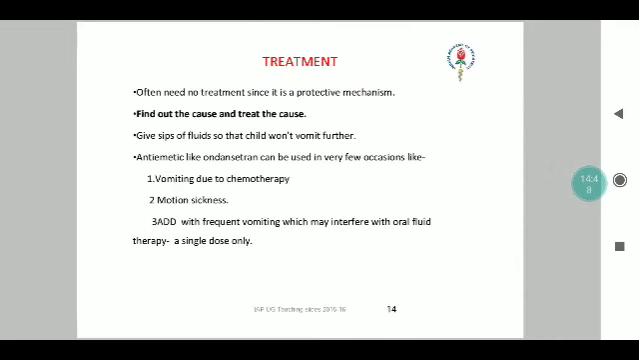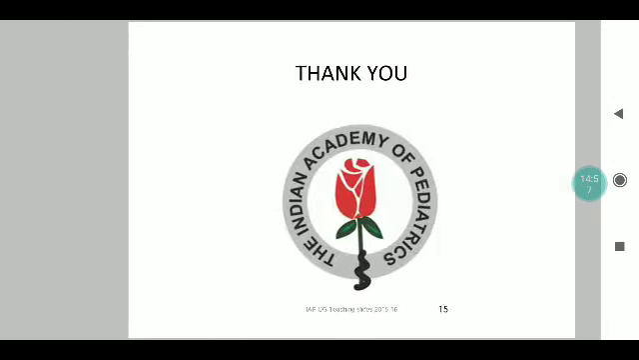And like I mentioned, it is better to reserve Emeset or ondansetron, as we say is the generic name, for very few conditions. However, in practical practice, it is generally given as a first line syrup.